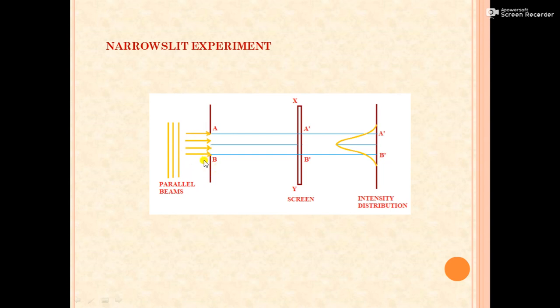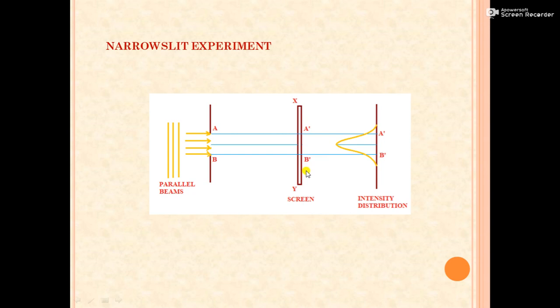Parallel beams are coming. If we consider the rectilinear propagation of the wave, then with a screen XY, the A prime B prime portion should be illuminated, and the other portions of the screen, that is A prime to X and B prime to Y, should be completely dark.